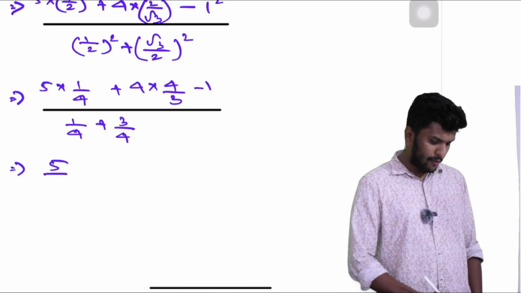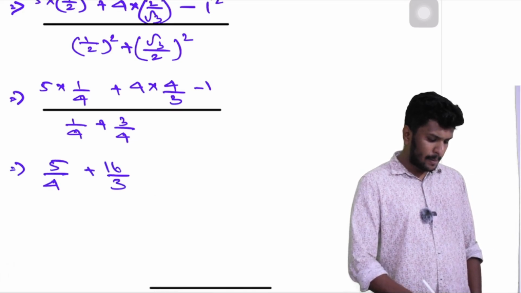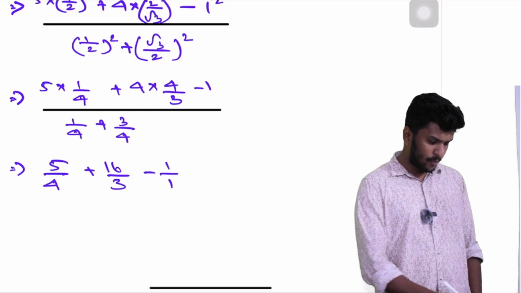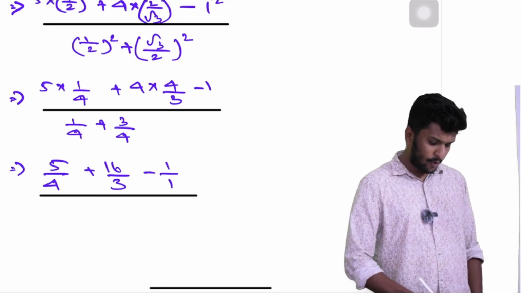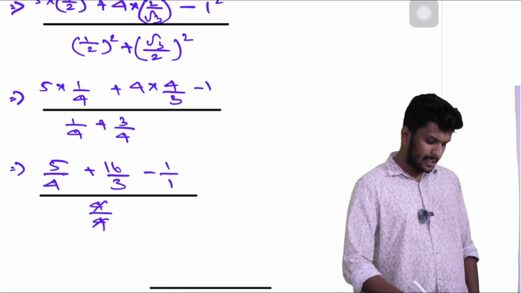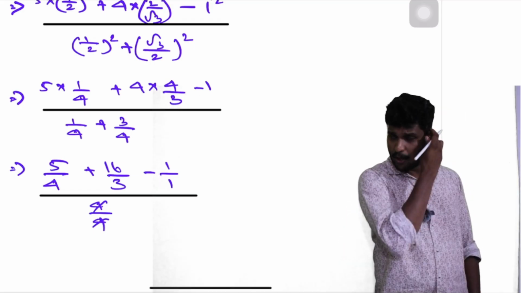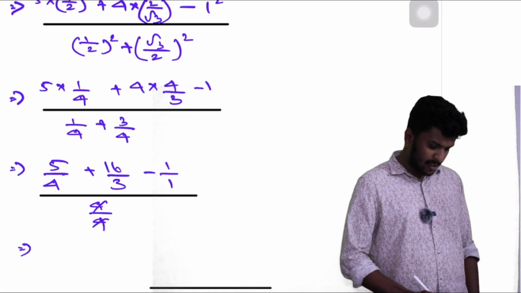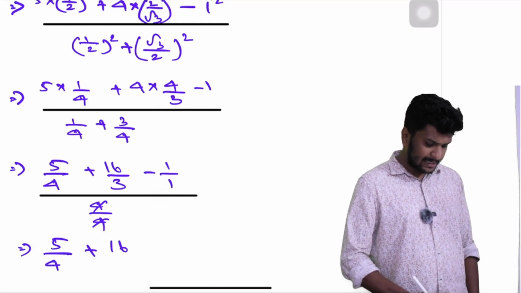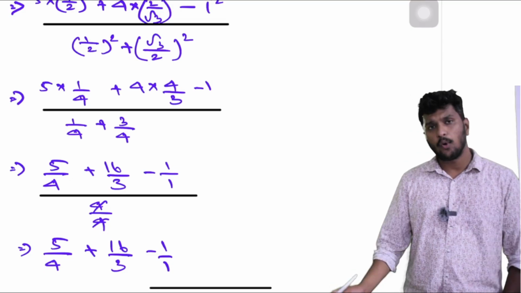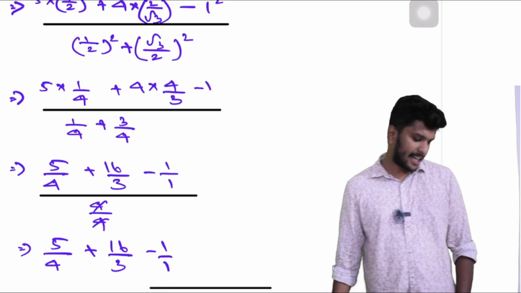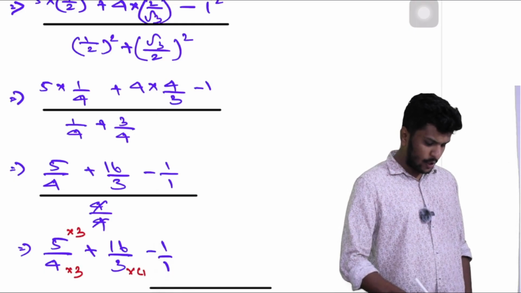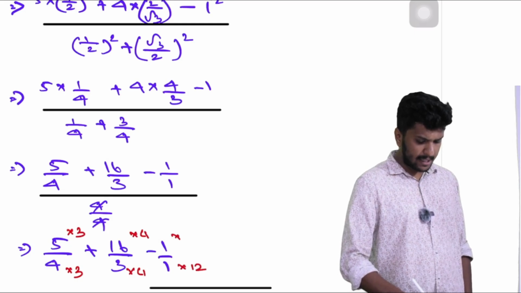So that implies what? 5 by 4 plus 16 by 3 minus 1 by 1, whole divided by, what we have? 4 by 4. That is same as 1. So denominator no need to express again. That is equal to, now what is it? 5 by 4 plus 16 by 3 minus 1 by 1. So 4 and 3, what is the LCM of 4 and 3? 12, right? So multiply by 3, by 4, and by 12.